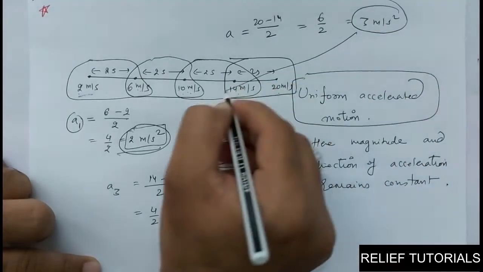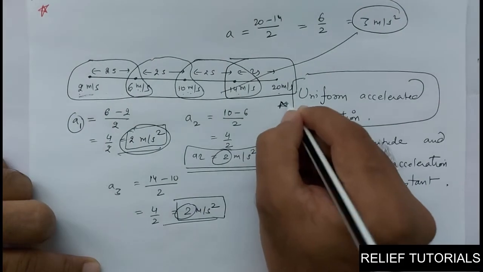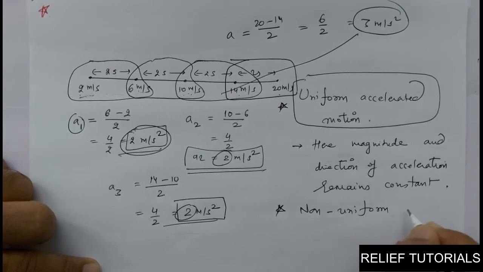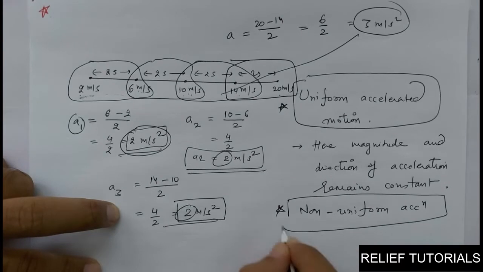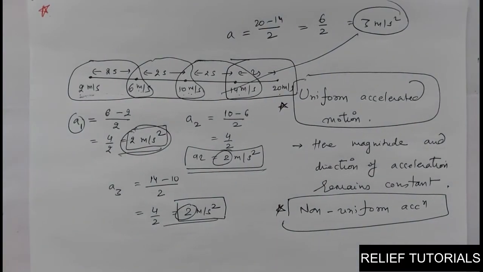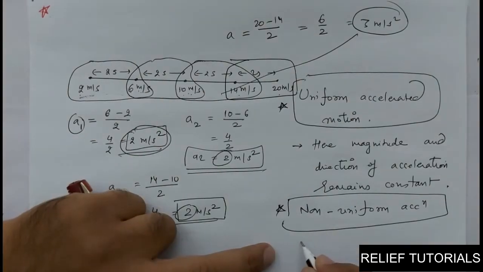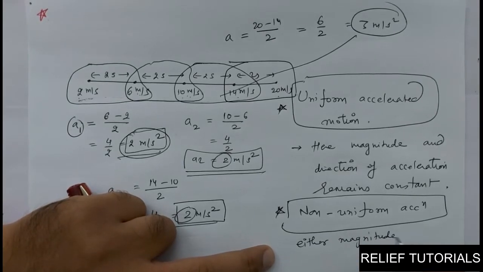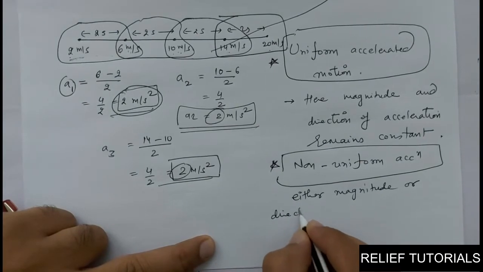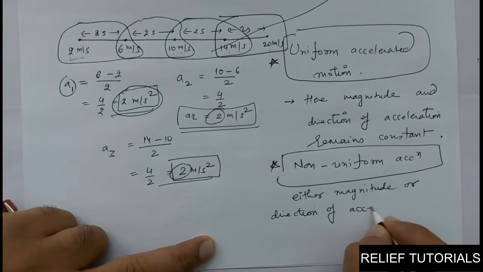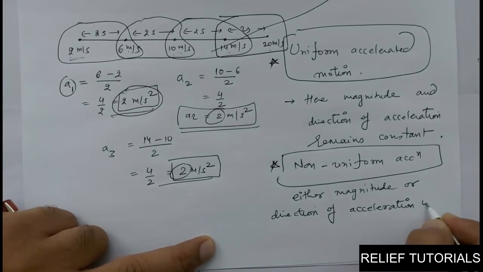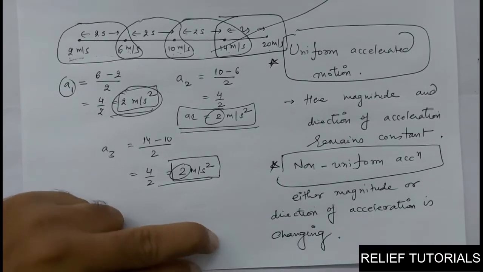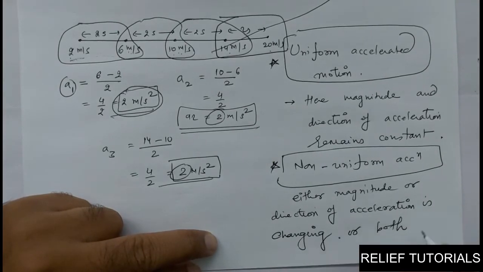So here the acceleration is not constant as in the previous. If you have accelerations different from each other, that is called non-uniform acceleration or non-uniform accelerated motion. What is there in the non-uniform accelerated motion? Non-uniform accelerated motion is one in which either magnitude or direction of acceleration is changing, or both.